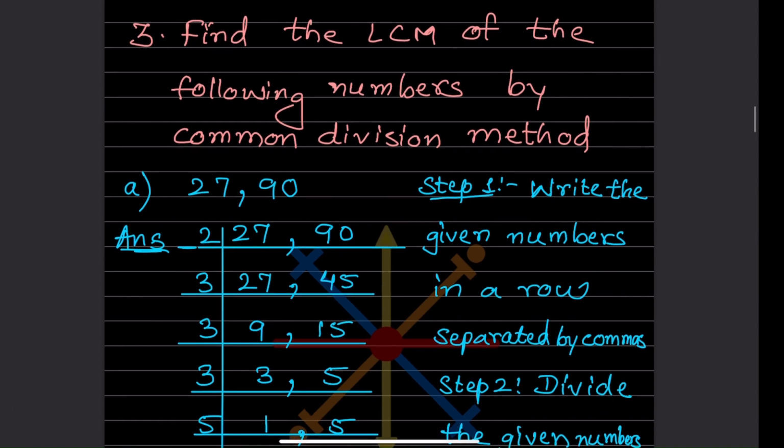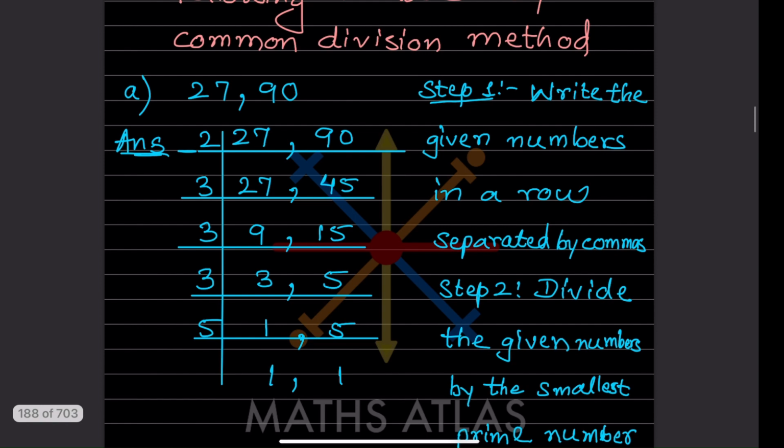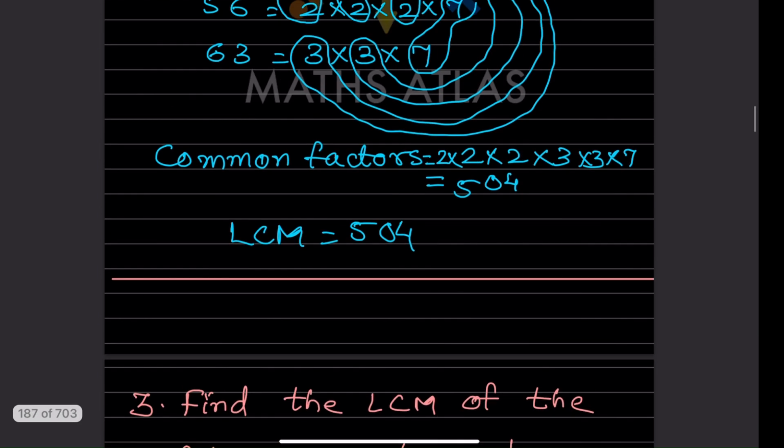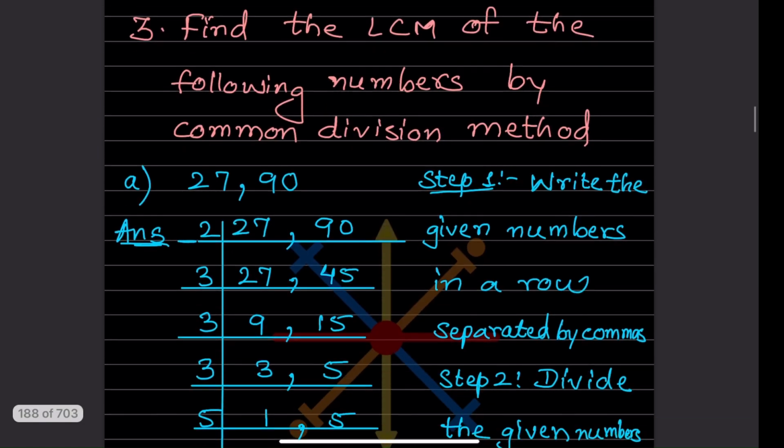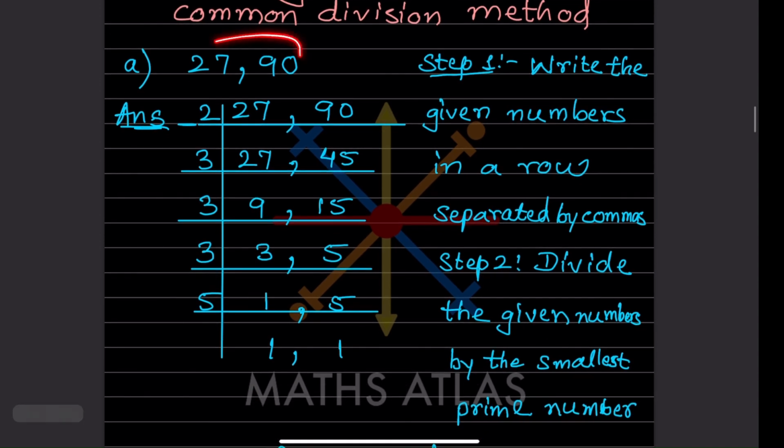Now here again, find the LCM of the following numbers by the common division method. Common division method means you will take both the numbers here together. In factorization, you take the numbers separately and find the factors. Here in the common one, you will take these two numbers at a time.